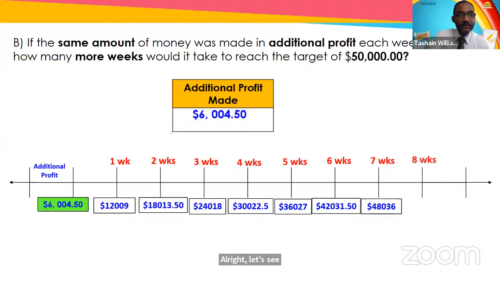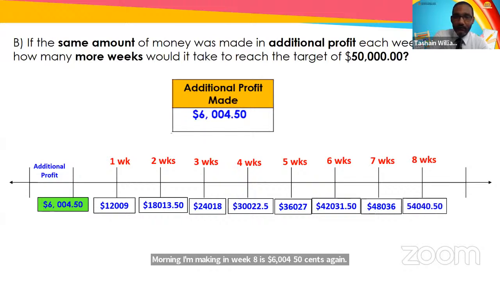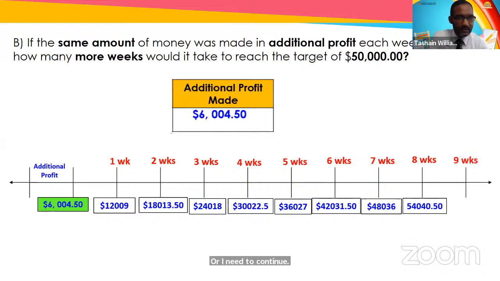All right, boys and girls. Let's see. In week 8, if I add $6,000 in profit, the money I'm making in week 8 is $6,004.50 again. How much money have I got now? $54,040.50. Have I reached my target or do I need to continue? Let me continue because I haven't reached the target yet. Boys and girls, do you think I reached the target yet?